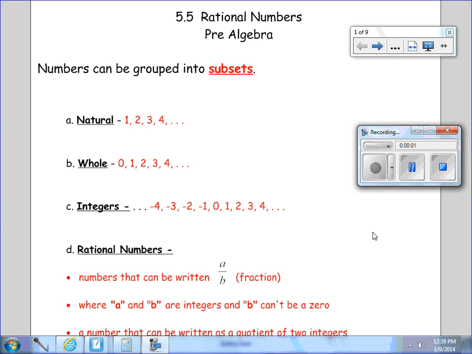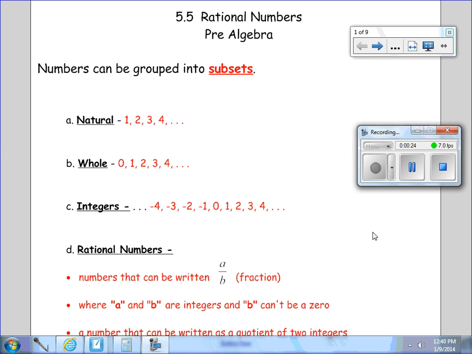In this lesson, we're going to talk about rational numbers. Now, numbers can be grouped into subsets. You have natural numbers. Your examples are 1, 2, 3, 4, and they continue to go. And you also have whole numbers. The difference between your natural and whole numbers is that the whole numbers contain the zero.